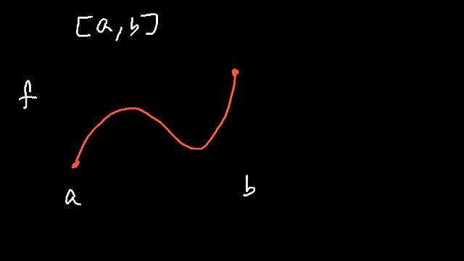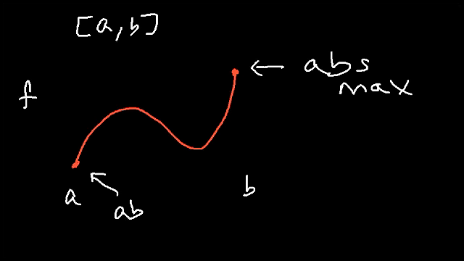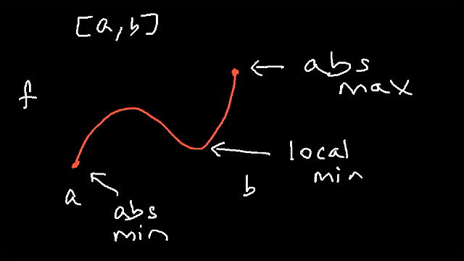The absolute maximum is the highest point on the graph. So this is the absolute maximum, and this point is the absolute minimum. This point here is a local minimum or a relative minimum, but it's not the absolute minimum. The absolute minimum is the point where the function has the lowest y value. The absolute maximum is the point where the function has the highest y value on that interval. So here we have a local or a relative max at this point.